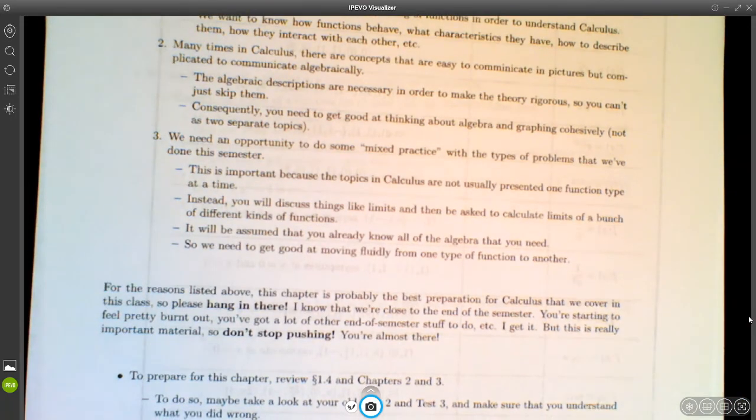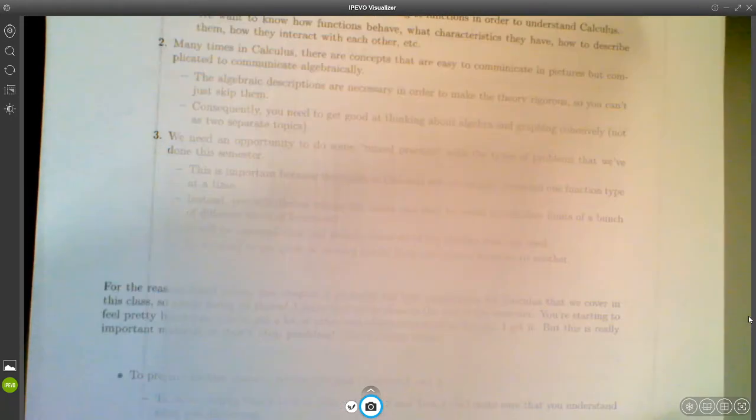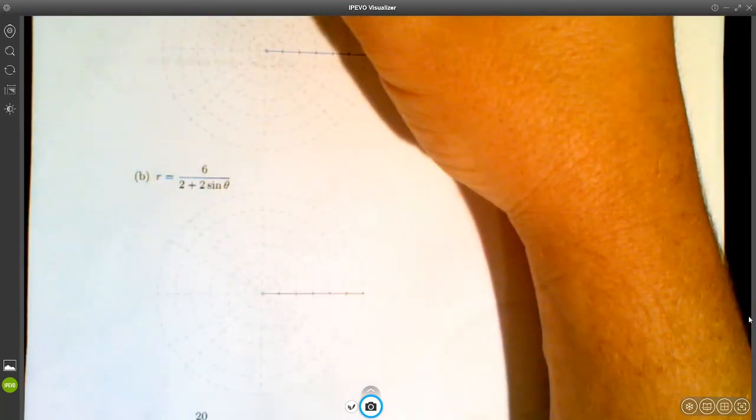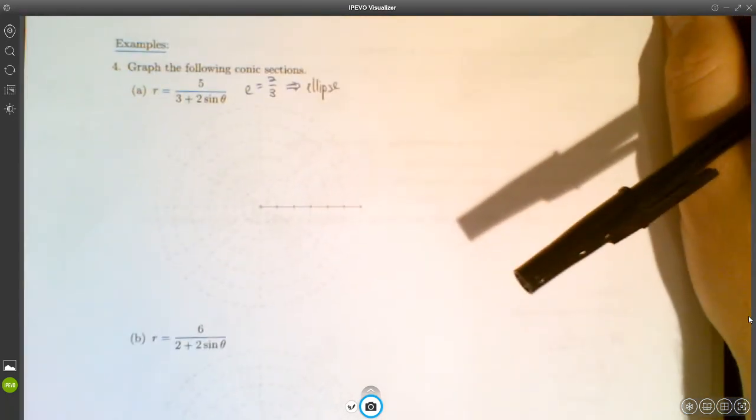That'll make things a little bit quicker. Like in this case, I can say B divided by A is 2/3. So my eccentricity is 2/3. That tells me that we have an ellipse. B divided by A is 2/3, so our eccentricity is 2/3. That means we have an ellipse.